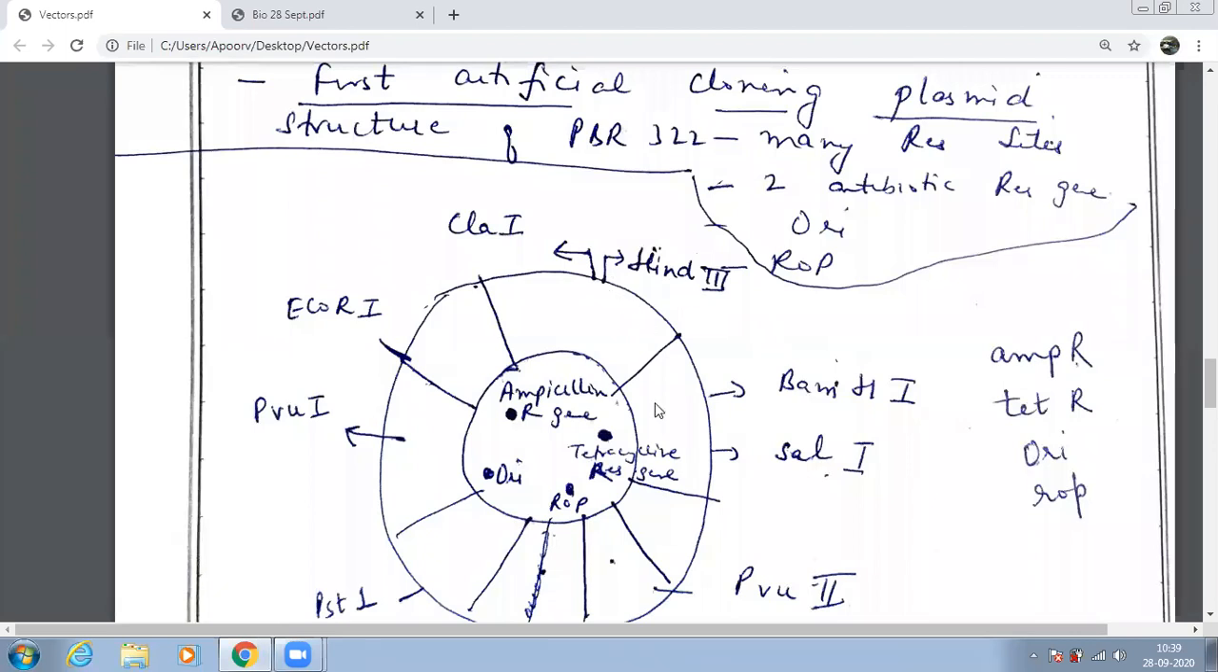Okay, we come to this second one. Let's come over here. Now, A, B, C, D come next. So A, the first part, is already done. This is your B part. So come to this. B is your second one, that is BamHI.